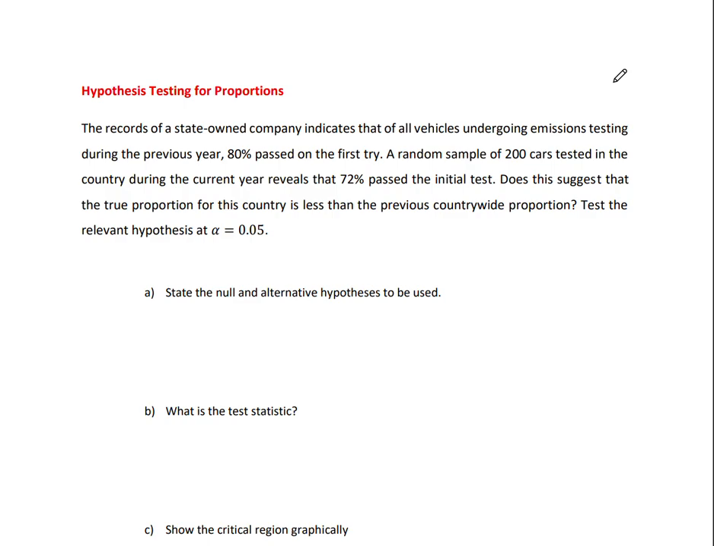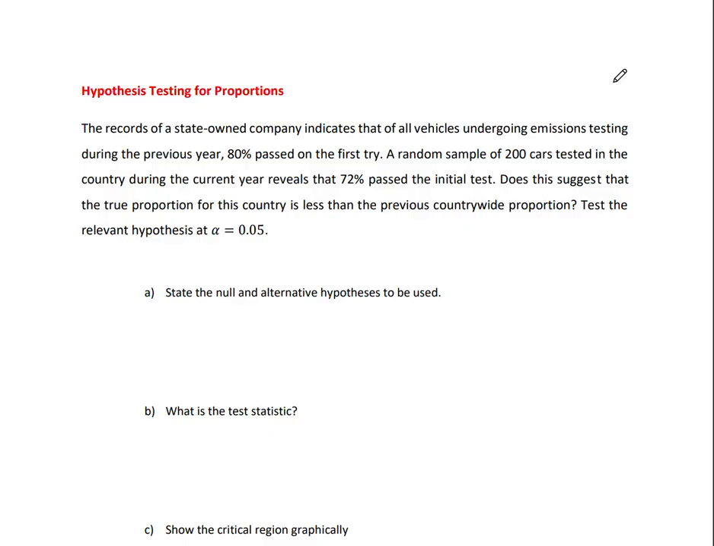Here we are told that the records of a state-owned company indicates that of all vehicles undergoing emissions testing during the previous year, 80% passed on the first try. We are told further that a random sample of 200 cars tested in the country during the current year reveals that 72% passed the initial test. Does this suggest that the true proportion for this country is less than the previous countrywide proportion? We are asked to test this hypothesis at the 5% level of significance, that is at alpha equal 0.05.